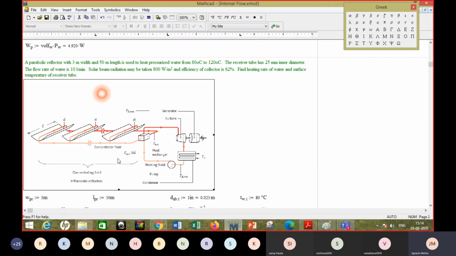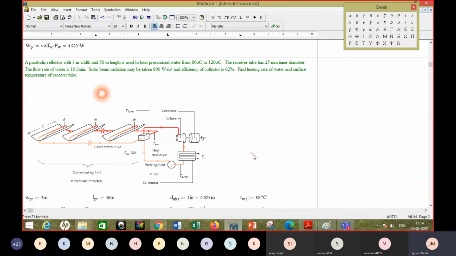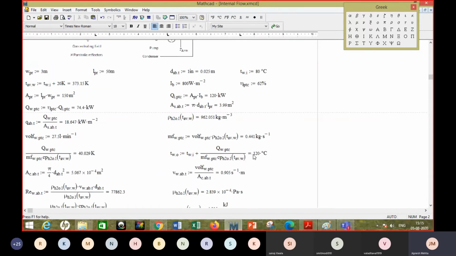So in one case, I have done it for pressurized water. In another case, it is for the oil. I'm not discussing the case of water here, that will be given as an assignment, but the diagram that I am showing here is going to remain the same. But I'm talking about the thermic fluid.